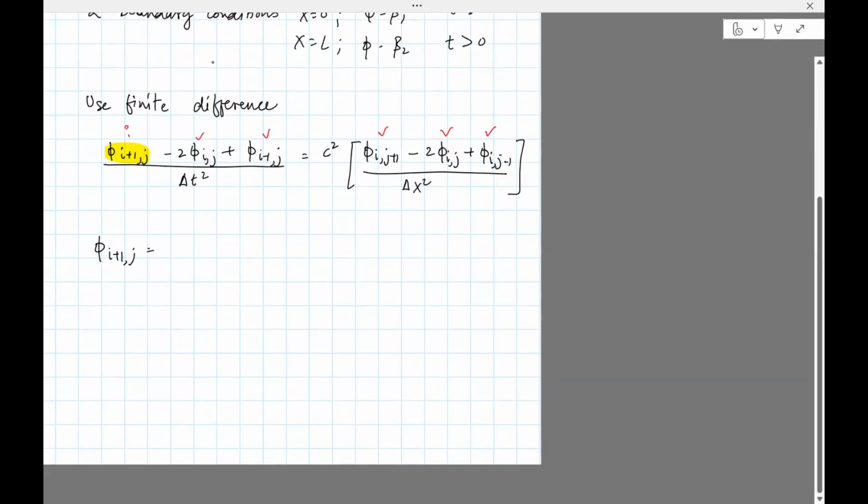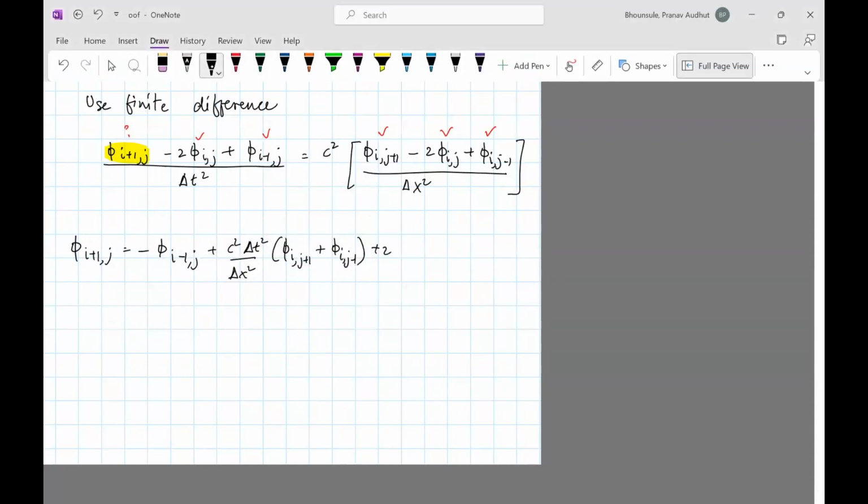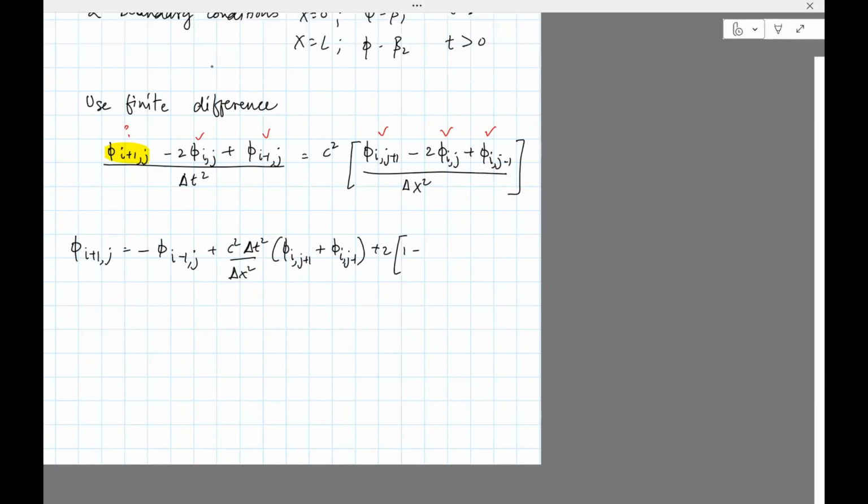It is simply minus φ(i−1, j), sorry, i minus 1, j, plus c squared Δt² divided by Δx² times (φ(i, j+1) plus φ(i, j−1)) plus 2 times (1 minus c squared Δt² divided by Δx²) φ(i, j).